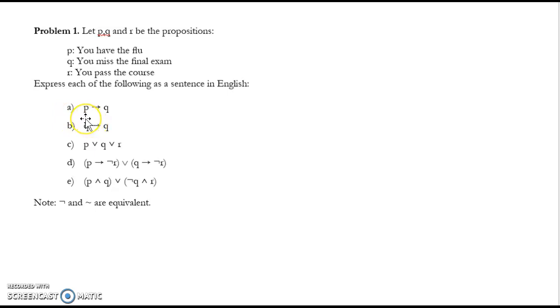A would read, if P, then Q. So using our given propositions, this would read, if you have the flu, then you missed the final exam. For B, this would read, if Q, then Q. So in English, this would mean if you missed the final exam, then you missed the final exam.